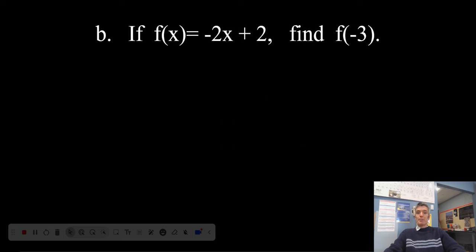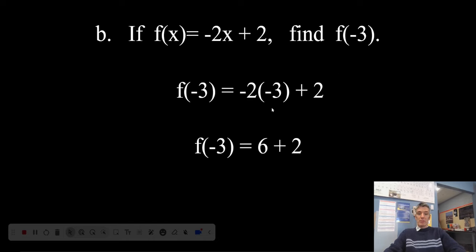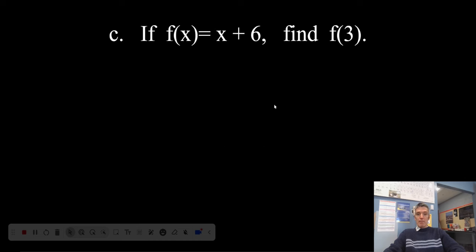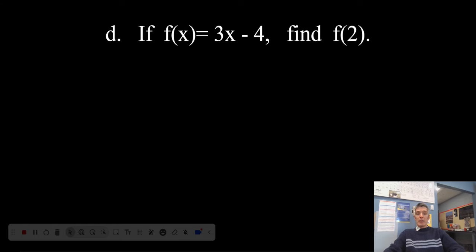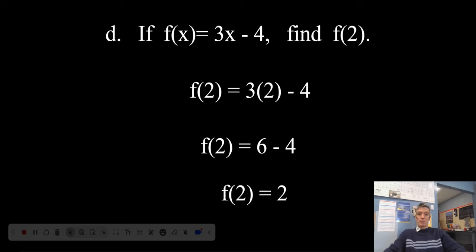All right, here we go, one more. Substitute in, f of negative 3 is going to be negative like that. Simplify, multiply these, I get positive 6 because there are 2 negatives. Then I add them up and I get 8. So I substitute 3 in for x. f of 3 is 3 plus 6. 3 plus 6 is 9. Now, one more. Plug in 2, 3 times 2 is 6. 6 minus 4 is 2.